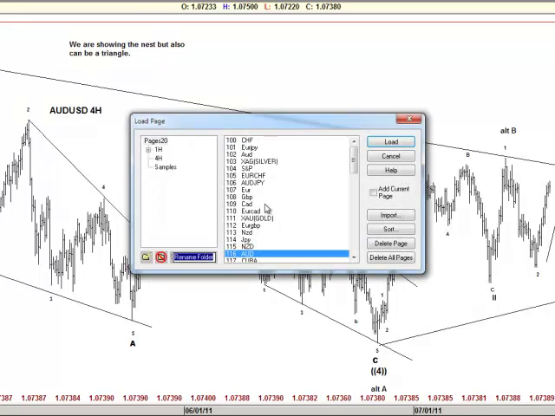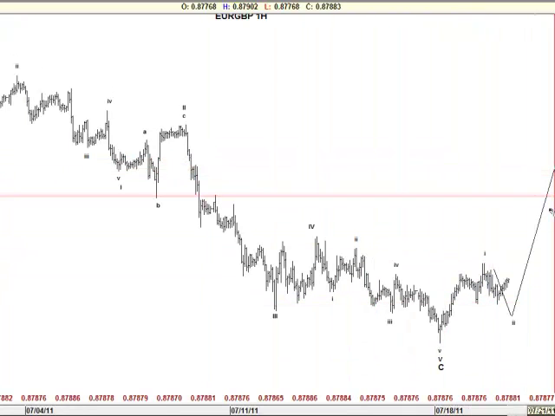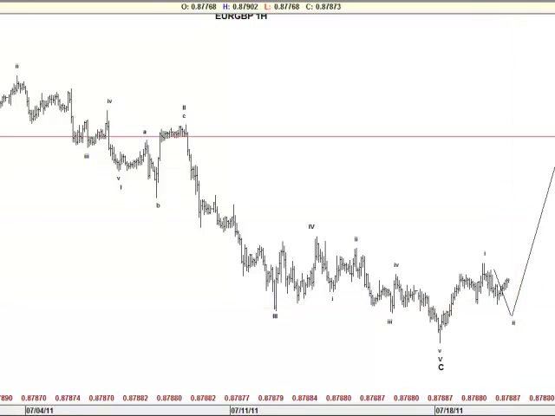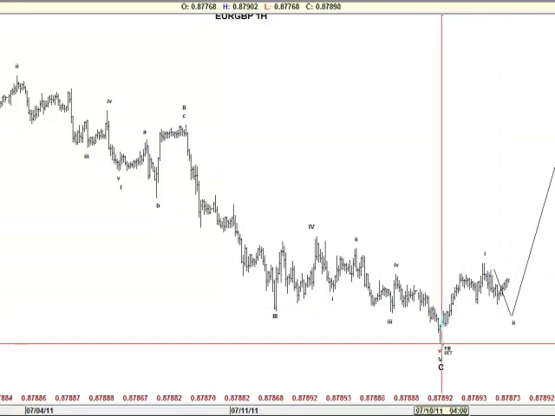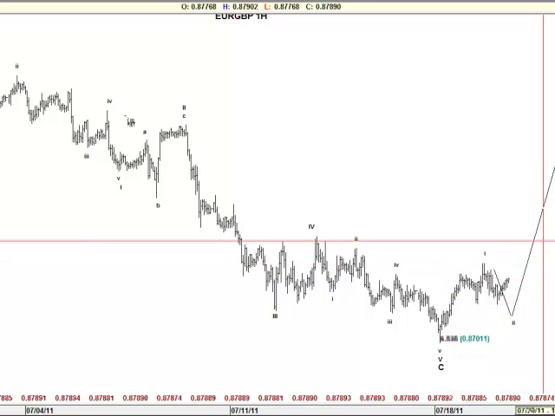Now let's take a look at the Euro Pound. Very nice structure here, which should trade higher in at least another leg. As of right now, it tests the 50% retracement and it rebounds, so be aware of that.